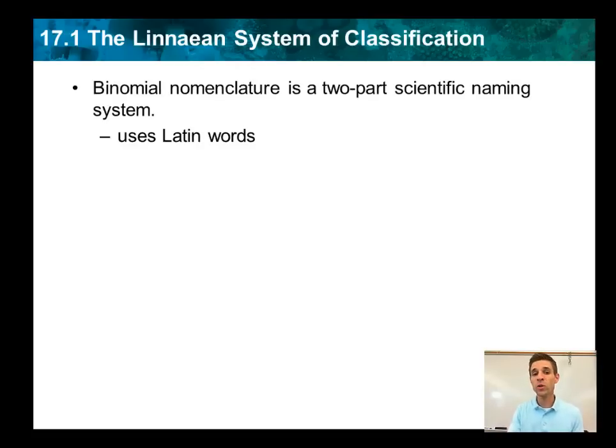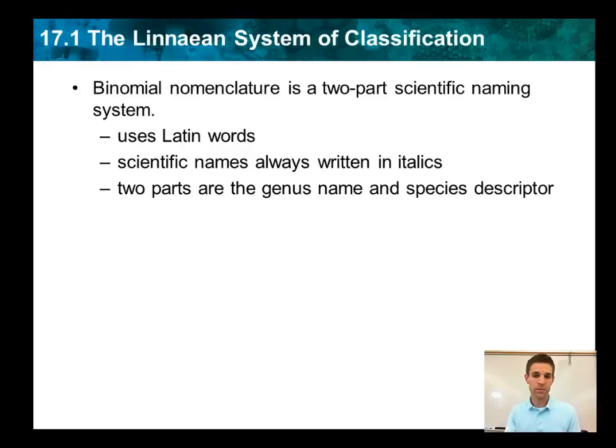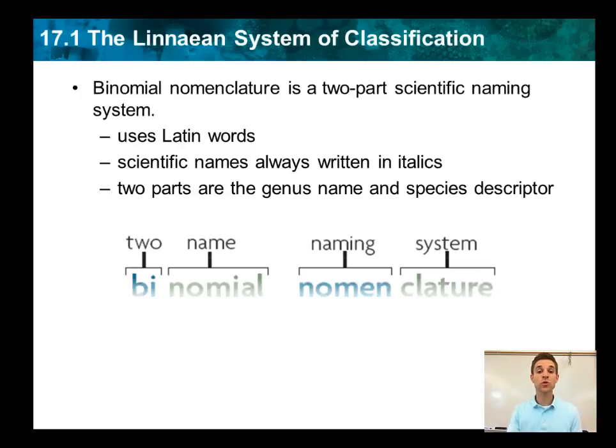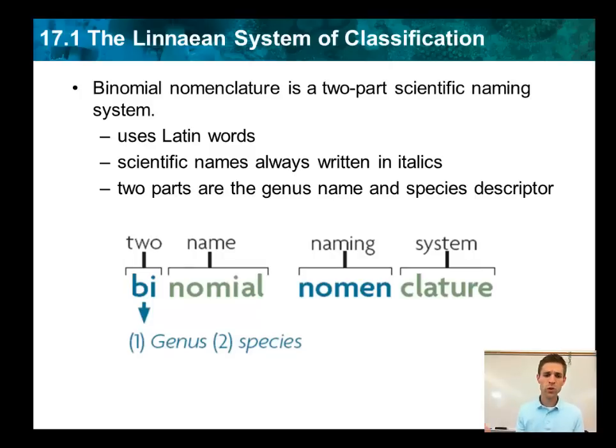We use a system called binomial nomenclature to name our organisms. And we use Latin words in this system, and the scientific names are always written in italics or underlined, and there's always two parts to the name. So this word binomial nomenclature, we can break it down. Bi means two, nomial means name, and then nomenclature means naming system. So that makes sense. And you have two parts to the name. You have the first part, the first word, which is called the genus, and the second part of the name, which is called the species. So every species has two names. Again, Pagurus longicarpus is the genus and the species for the hermit crab that I found.